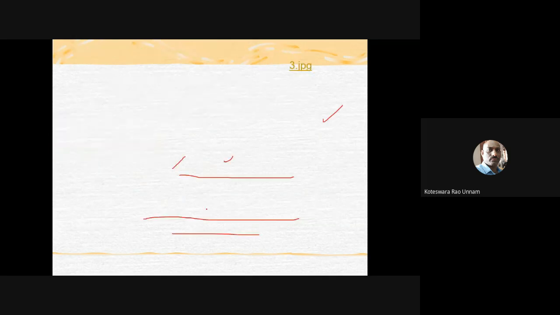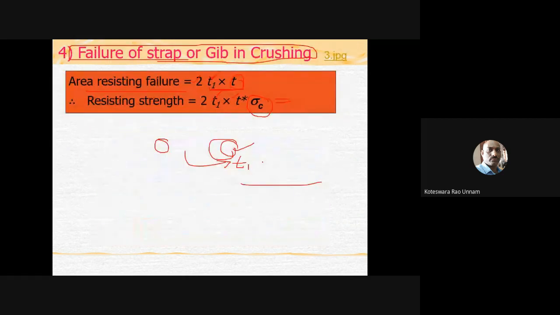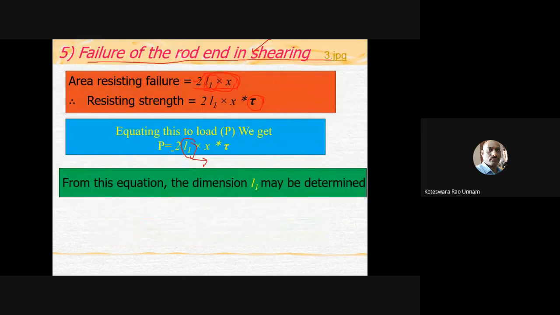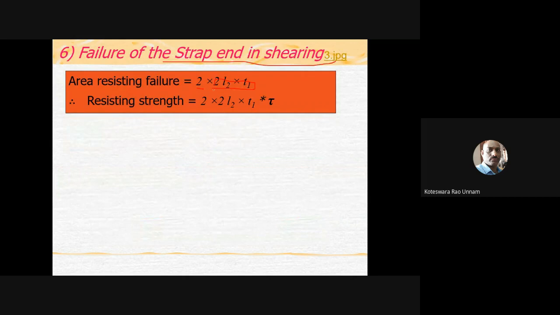If I go back to the slide, 2L2 into T1 multiplied by 2. This 2 is for the double shear, and you have 2 strap ends, so you have to multiply that again by 2. Then you will get the total resisting area of failure. If you multiply this resisting area by the allowable shear stress, you will get the resisting strength of the strap ends. Then you need to equate this to P.